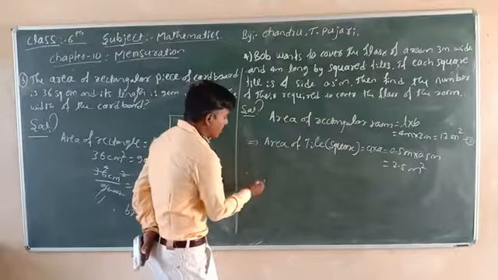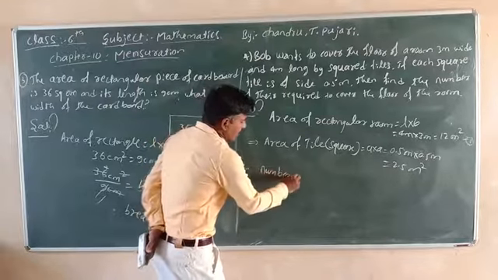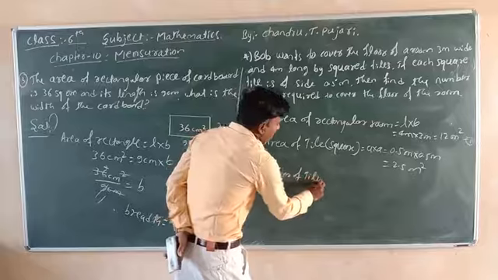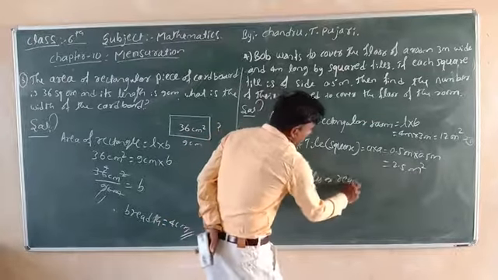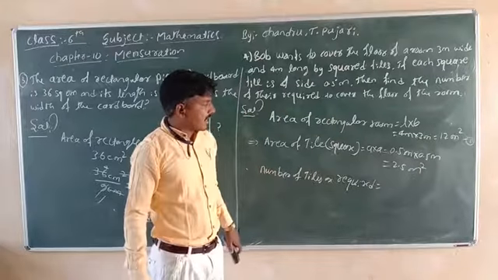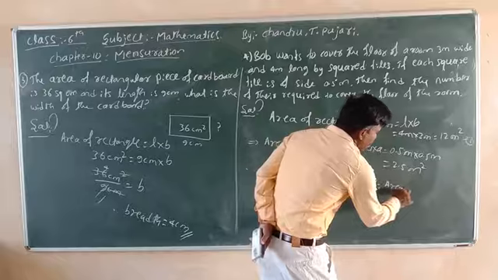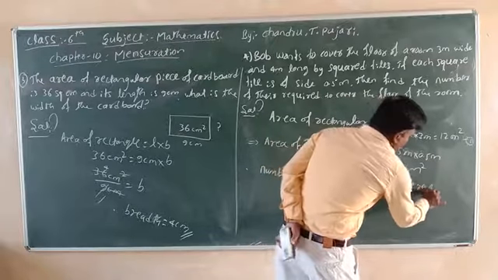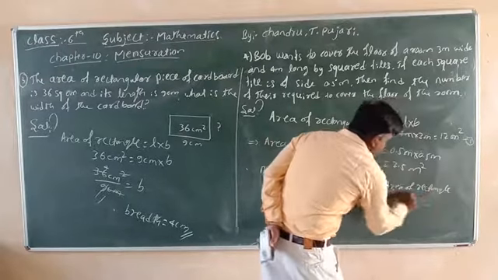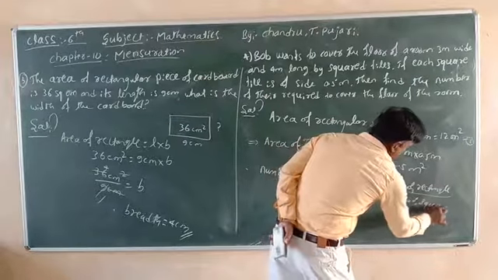Therefore, the number of tiles required is equal to the area of the rectangle divided by the area of the square.